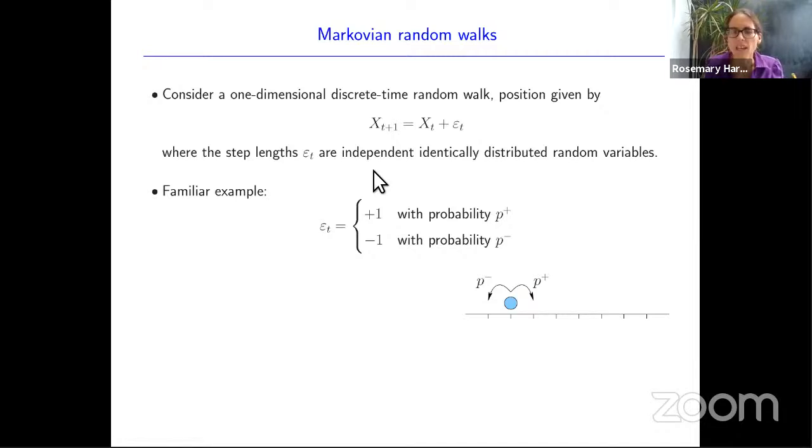And of course, the most familiar example is perhaps the case where the step lengths are +1 with some probability, let's call it p plus, and -1 with probability p minus. And then you just have a random walker on a one-dimensional lattice that goes to the right and left with different probabilities. And even this uber simple model can be thought of as a kind of trivial model of decision making.